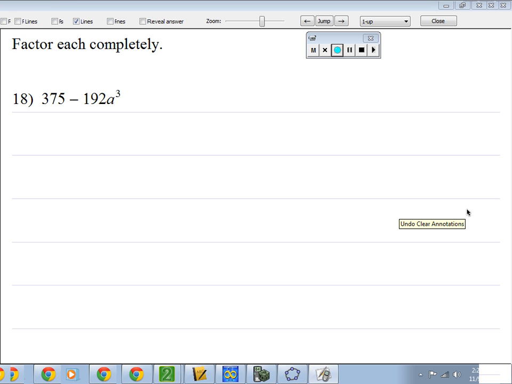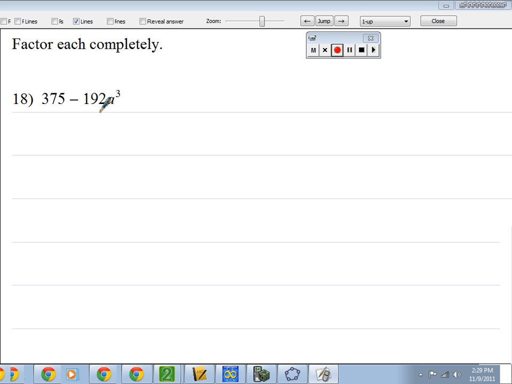Oh, there's another one. Alright, 18. Okay, Katie. Look at these two numbers, 375 and 192. Hey, is this a cube? Is 375 a cube? Do you know a calculator? Cube root of 375. Enter. What is it? It's not a cube.